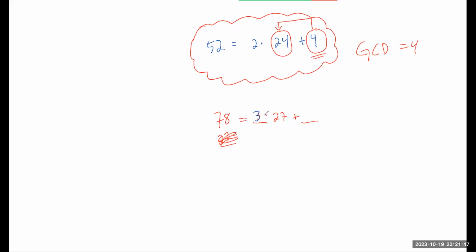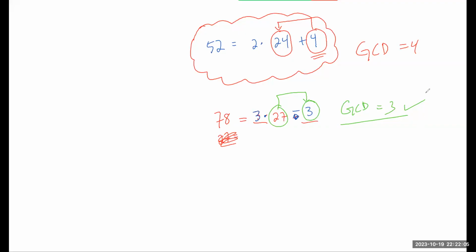So if you would have said that this is 3, let me change that to blue. If you would have said this is 3 times 27 is 81, then this piece over here would have to be a -3. And then you could say, wait a minute, 3 goes into 27 perfectly. So my GCD is actually 3, and you'd be done.